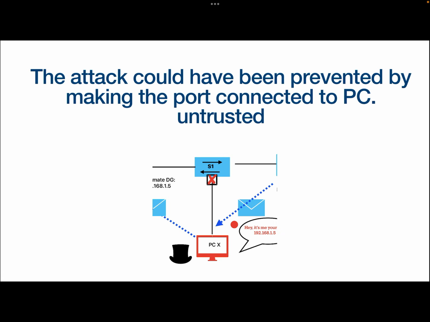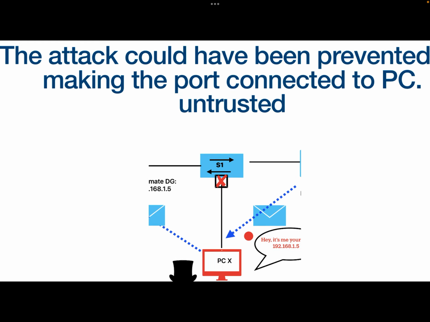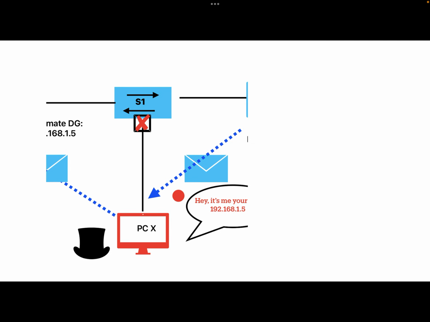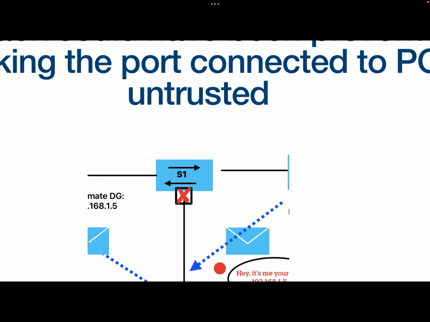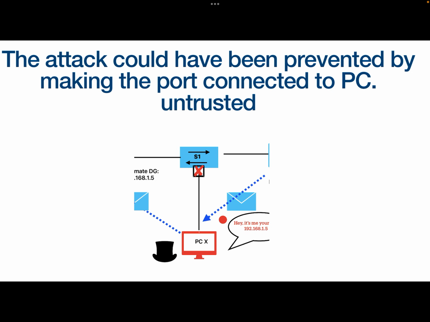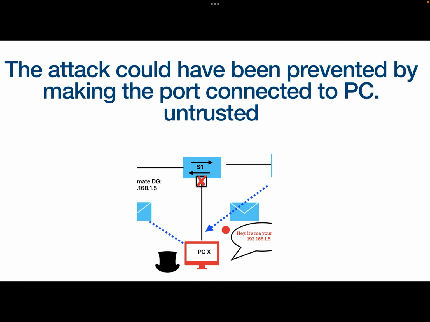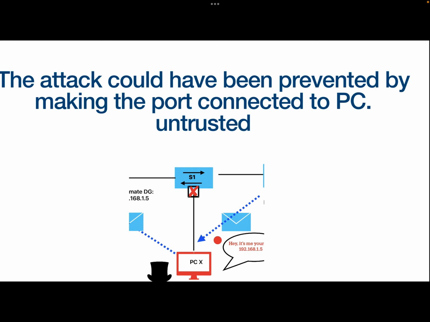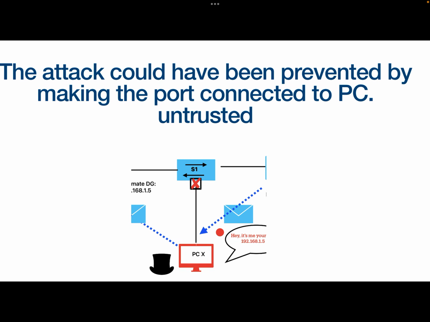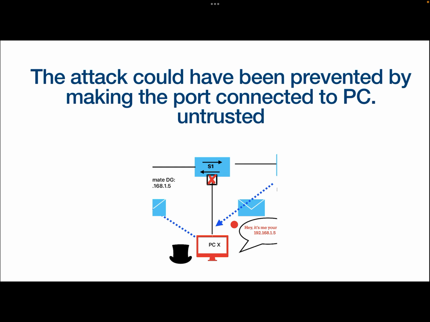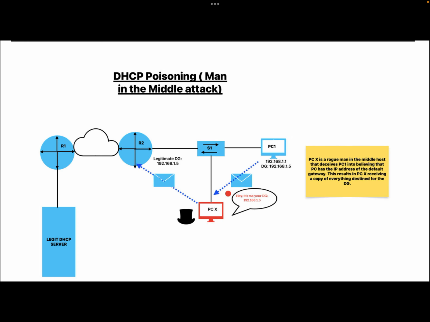So the attack could have been prevented by making the port that PCX was connected to on the switch untrusted. Had that port here on switch 1 that's connected to PCX been an untrusted port, this could have been totally prevented. Unfortunately, that wasn't the case. So PCX exploited this vulnerability in the LAN and made PC1 believe that PCX was the default gateway.